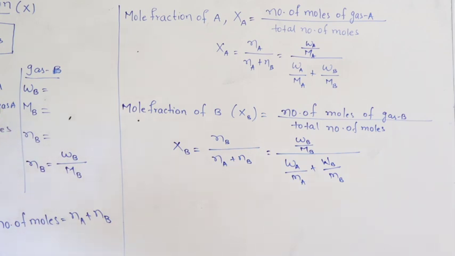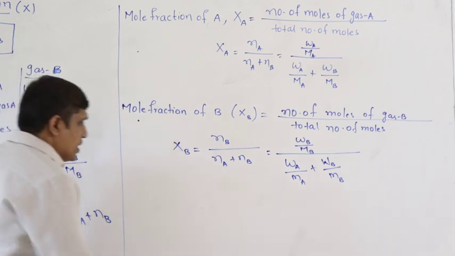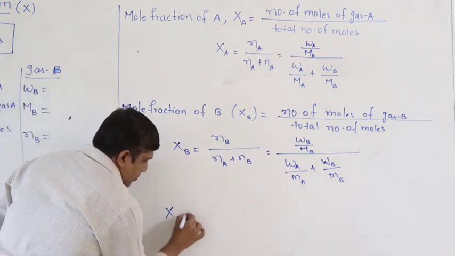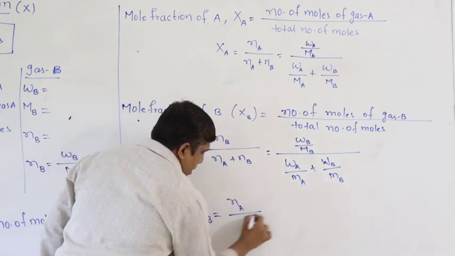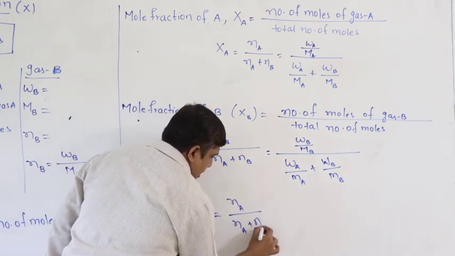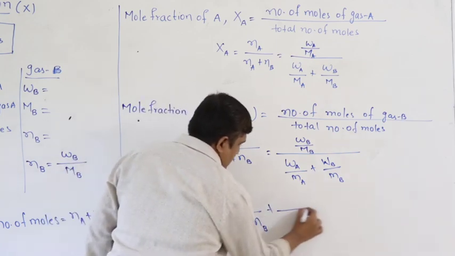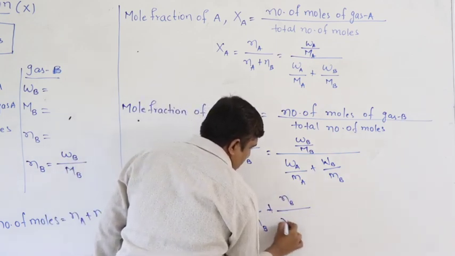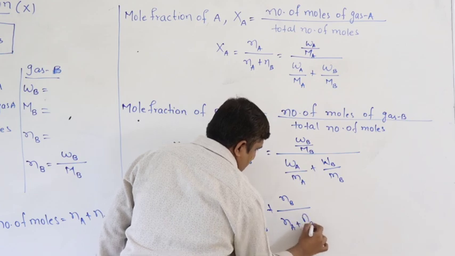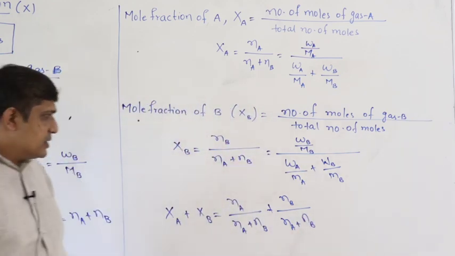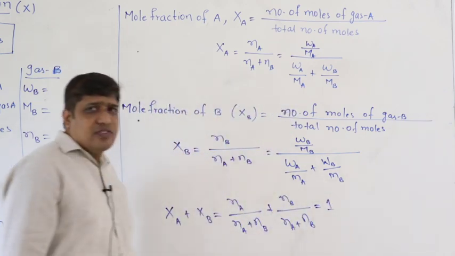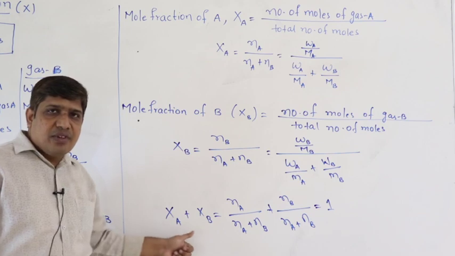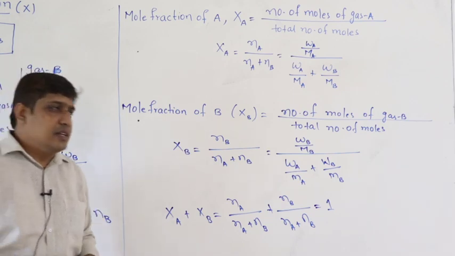Right. So if I take two gases, you will get XA, XB. Three gases, you will get one more, like that. So what is XA plus XB equal to? XA plus XB equal to Na by Na plus Nb plus Nb by Na plus Nb. So if you take LCM and simplify, what we will get? It is equal to 1. Sum of the mole fractions of all the components in this system.